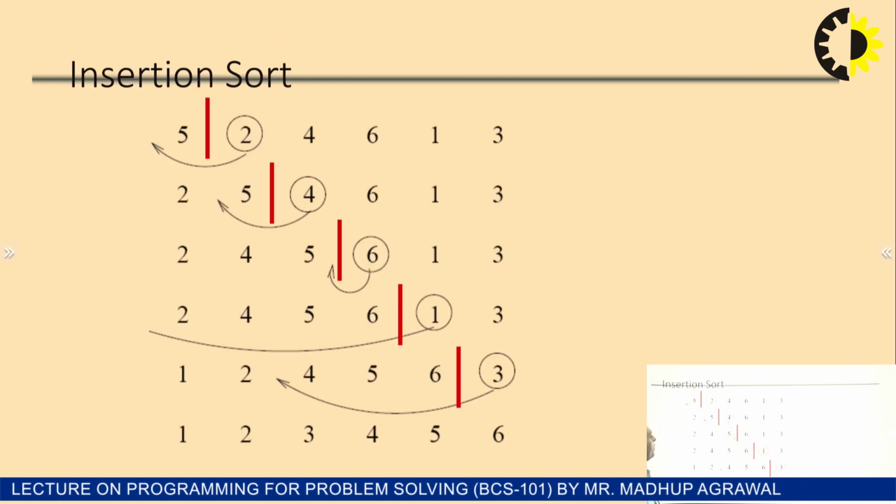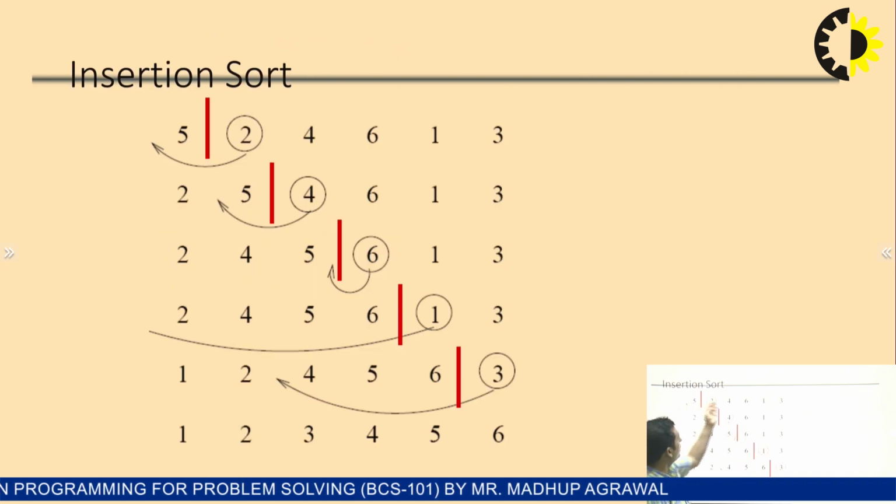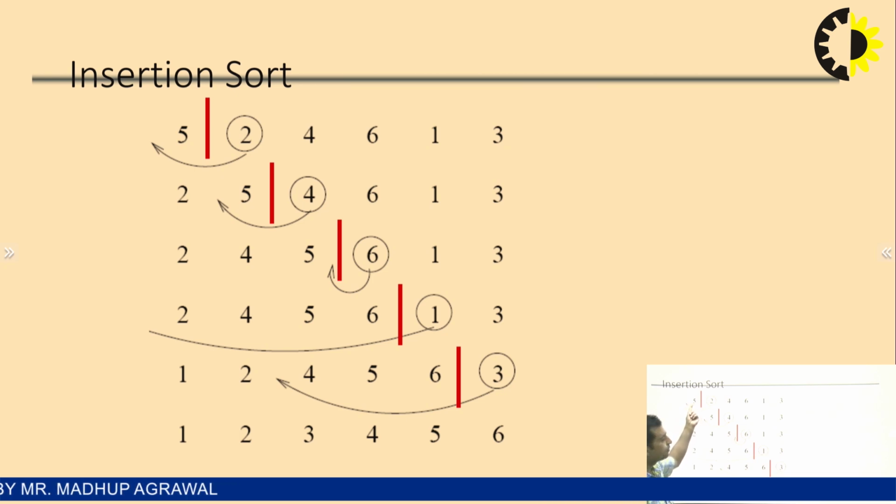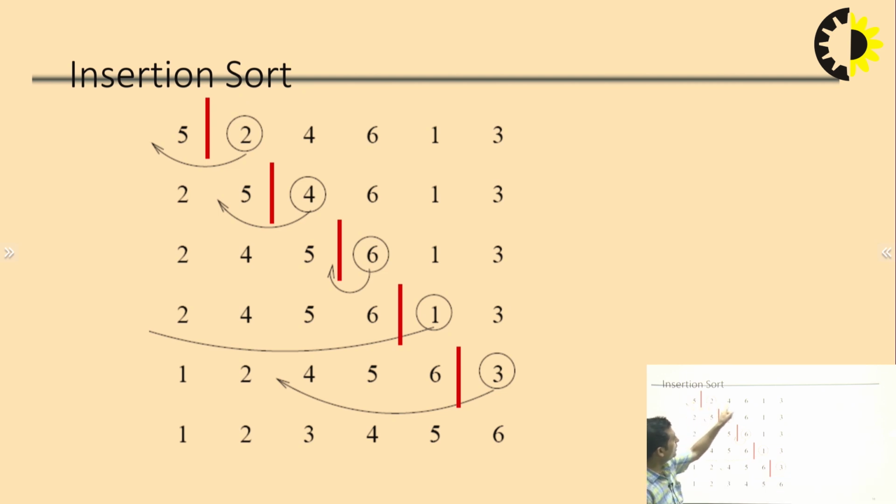Now see another example. Suppose we have these numbers: 5, 2, 4, 6, 1, 3. The first card, one card in hand, needs no sorting. So pick the next card from the table; the top card is 2. Place this 2 in the hand, which is the array position. Compare 2 and 5, and place this 2 before the 5.